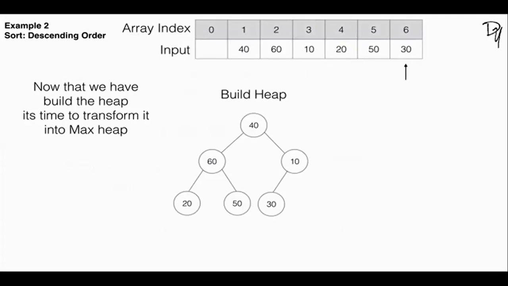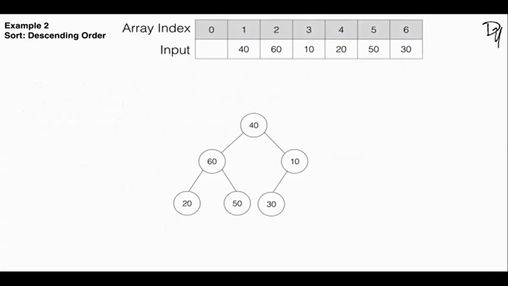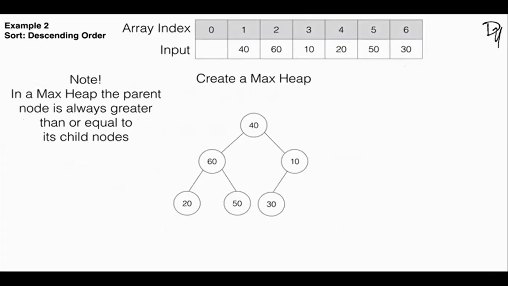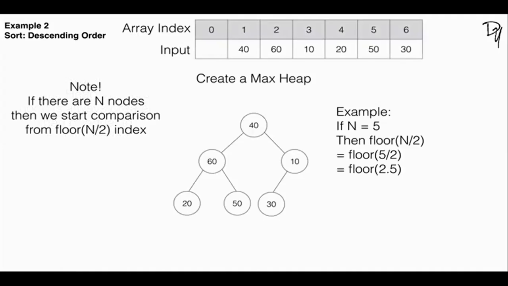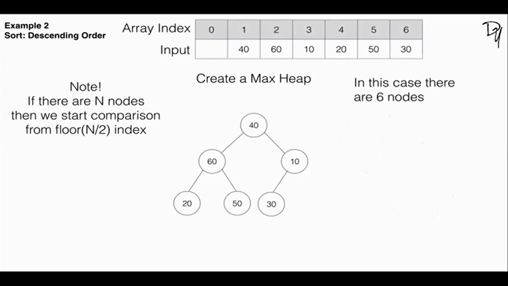So where to start? From which element can I start for creating a max heap? So what is the property? All the parent nodes, their value should be greater than their children nodes. So we can start comparison from the n by 2th position. Totally we have 6 elements, 6 nodes, and 6 by 2 is obviously 3.